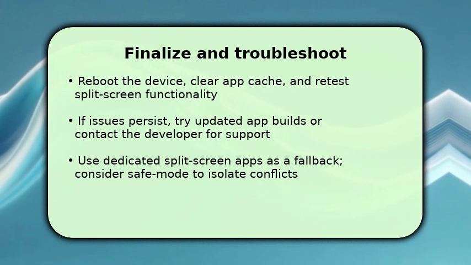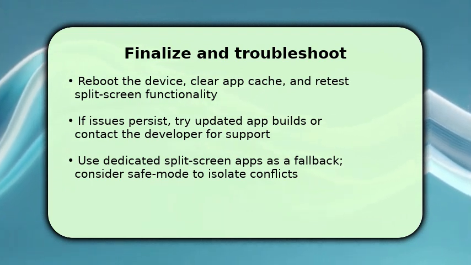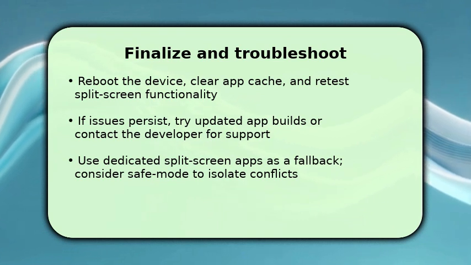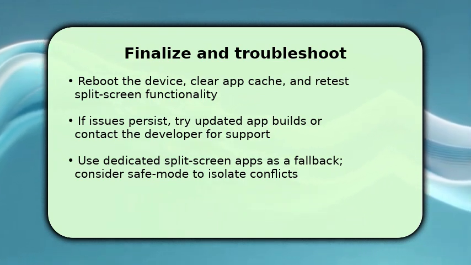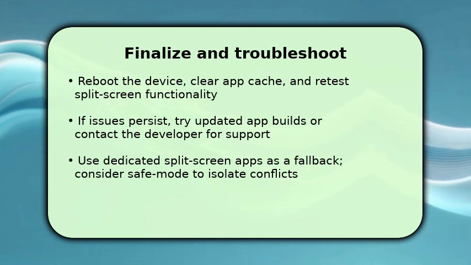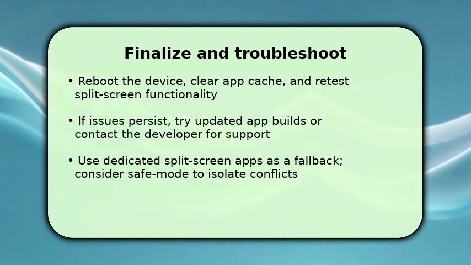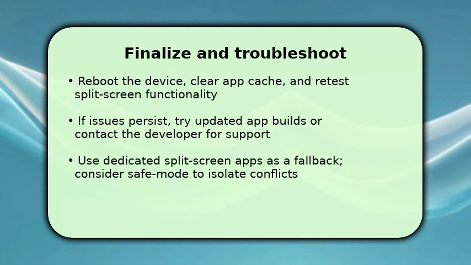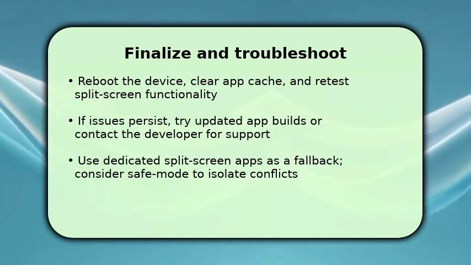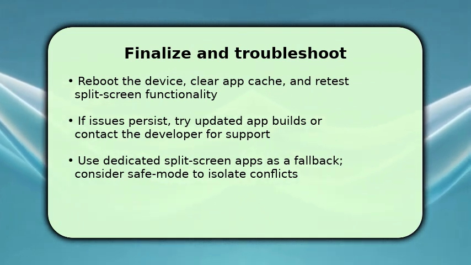If the app still refuses, install an alternate split screen utility or try a cloned version of the app that allows resizing. Make sure the app isn't locked to a fixed orientation or using immersive flags that block multi-window. If none of this works, contact the developer or test a newer app build. Often the underlying compatibility bug must be fixed upstream.